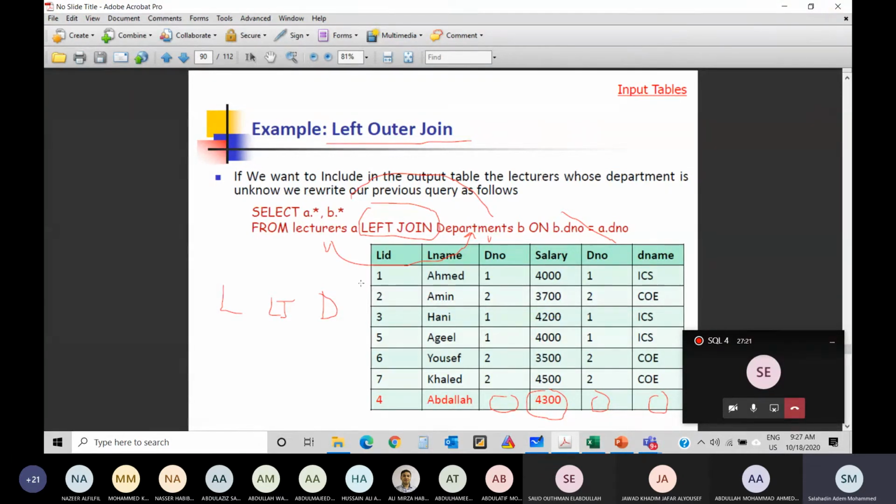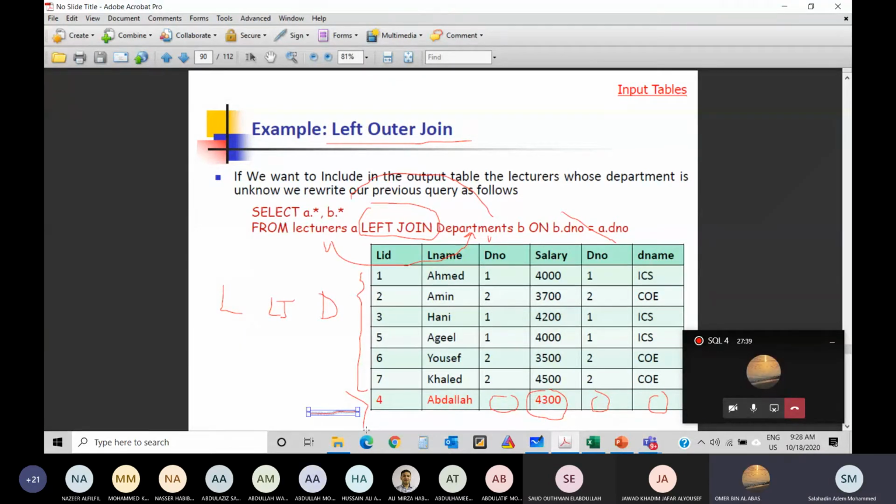What does it mean? First of all, show me all those who are in both tables. Then go back to the left table, which is this one. If there is anything missing here, which is not there, also show me that row. If the row is not here, put that row here.